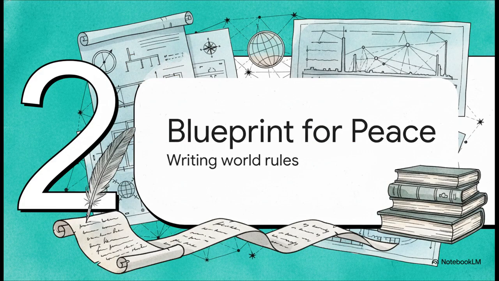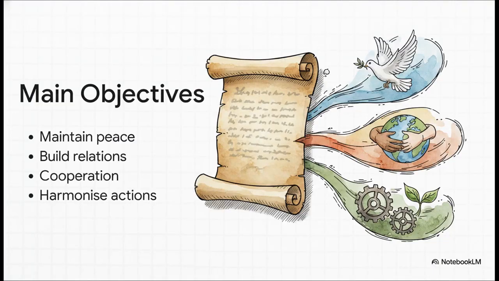Section 2. The Blueprint for Peace, Writing the Rules of the World. Flash forward to June of 1945. 50 nations get together at the San Francisco Conference to draft the UN Charter. And these core objectives really enshrine the ultimate goals of the organization: to disarm, decolonize, and develop our world. We're talking about maintaining international peace, developing friendly relations based on equal rights, and actually achieving real cooperation on complex social, economic, and humanitarian problems.